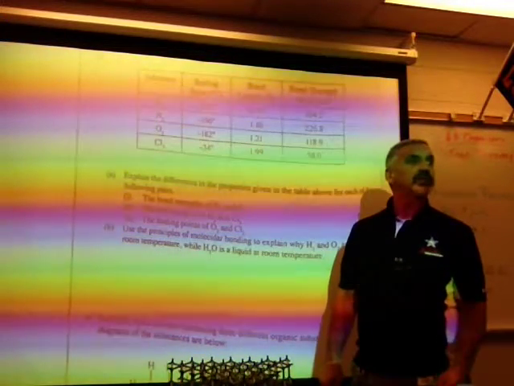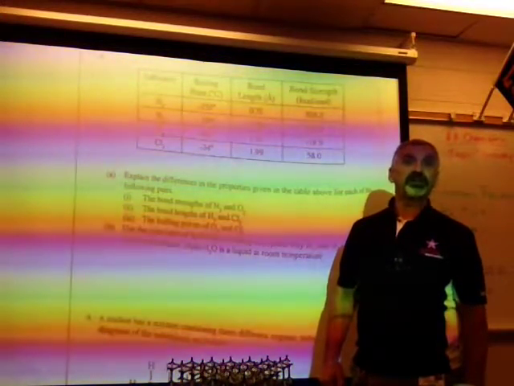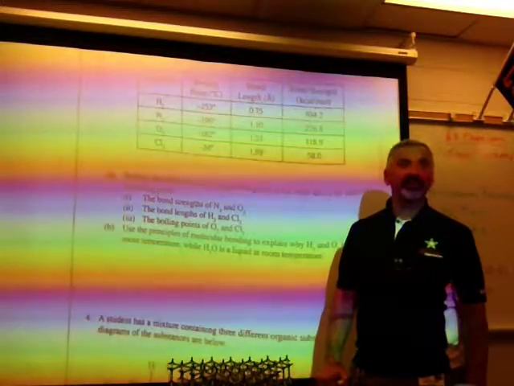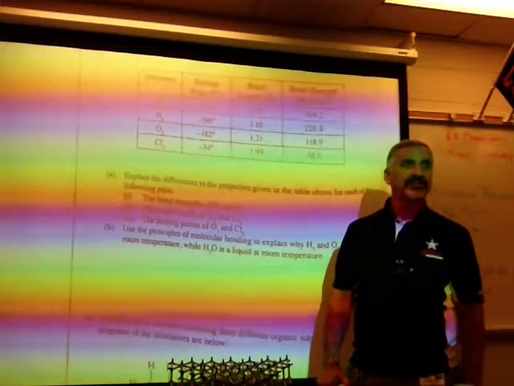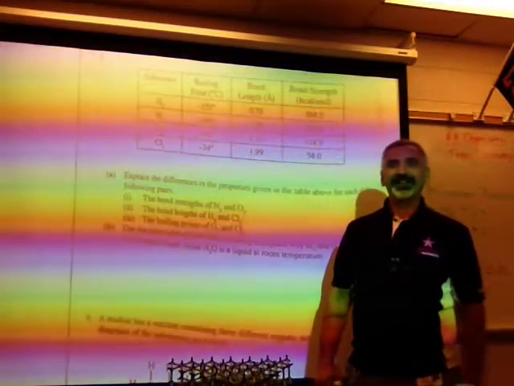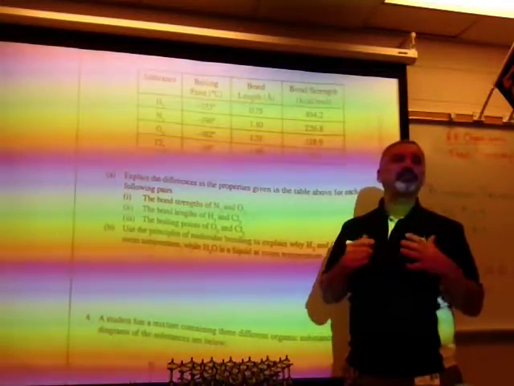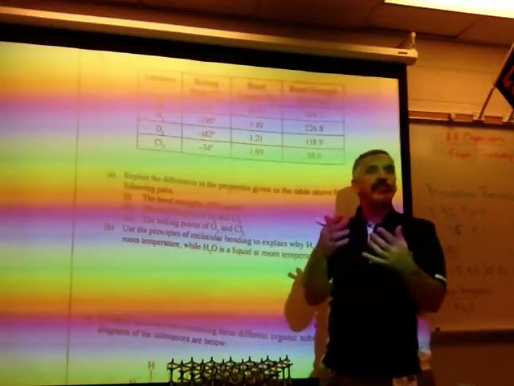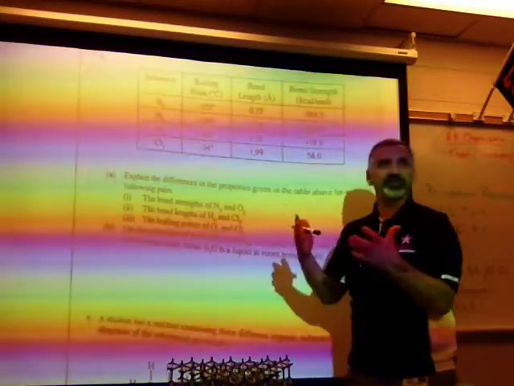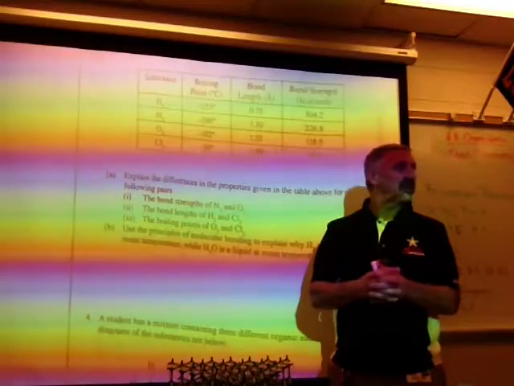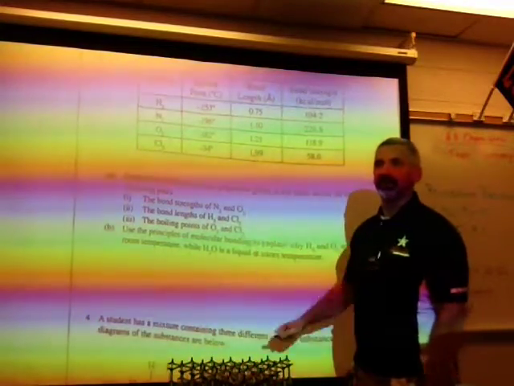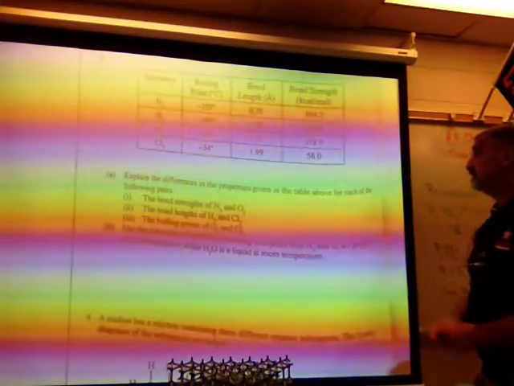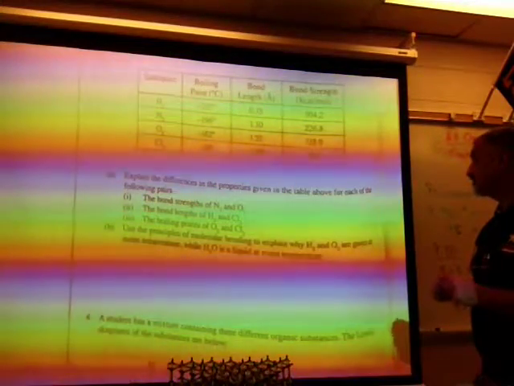What are we overcoming? What do London forces vary with? Size of the electron clouds, the number of electrons in the electron cloud. If you don't say that, you're not getting credit. It's not the mass. Okay, because that's what everybody looks at. The other problems say that oxygen, water and ammonia have nearly the same molar mass. Well, that's telling us that they have nearly the same London forces, but the answer has to be electrons in the electron cloud. Okay? Use principles of molecular bonding to explain why H2 and O2 are gases.